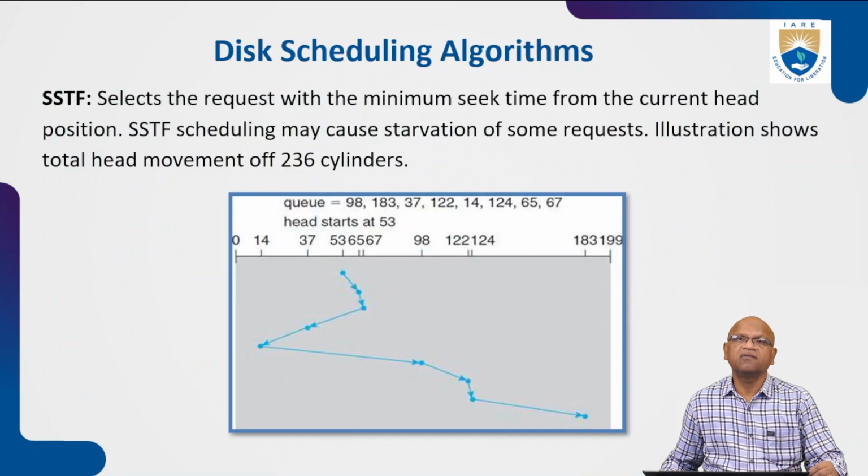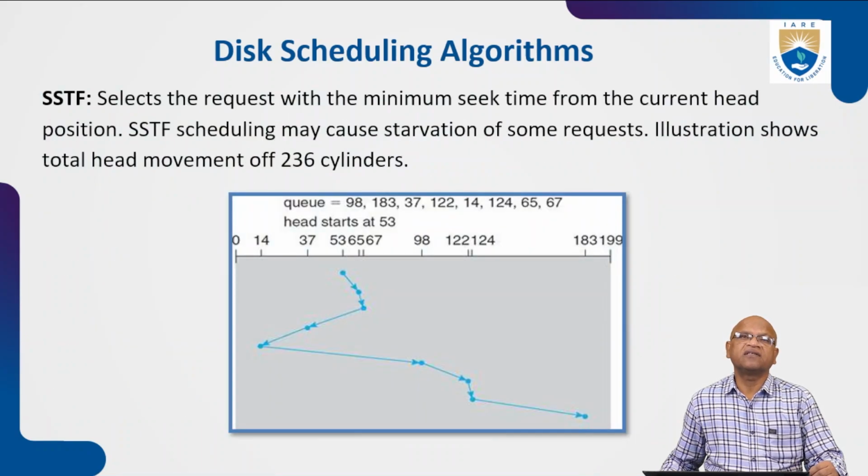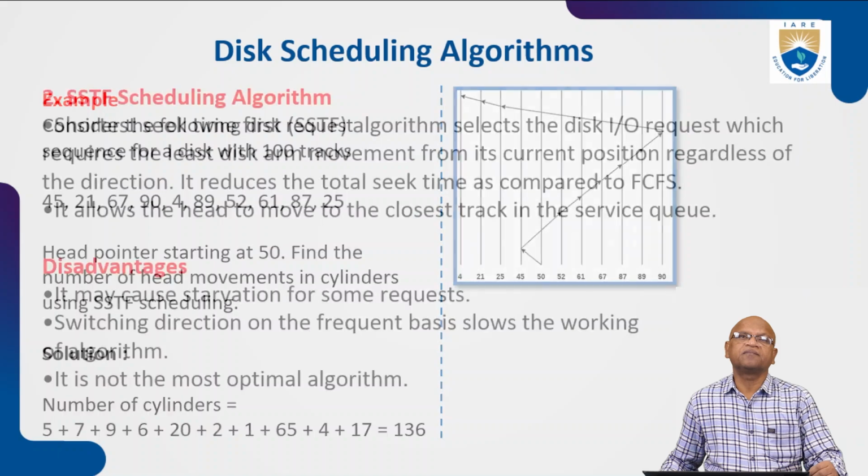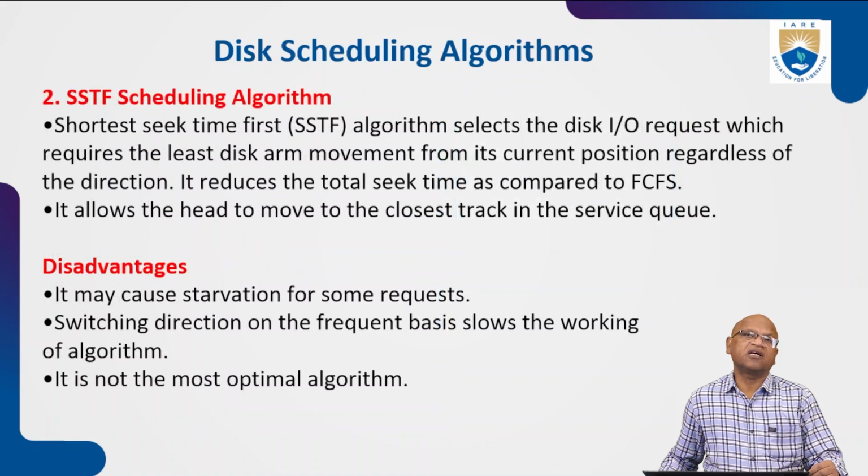We have seen that SSTF is the shortest seek time first algorithm. It selects the disk IO request which requires the least disk arm movement from its current position, regardless of the direction. It reduces the total seek time as compared to FCFS. It allows the head to move to the closest track in the service queue.